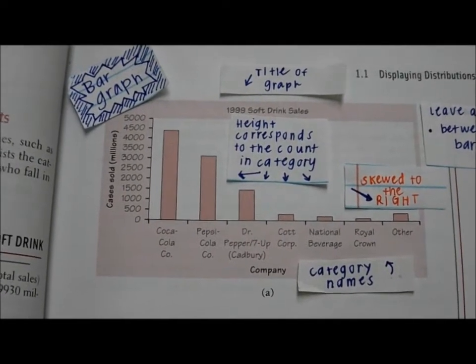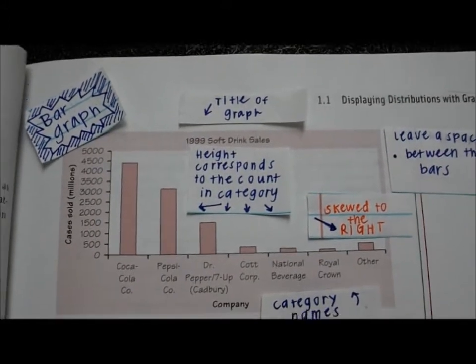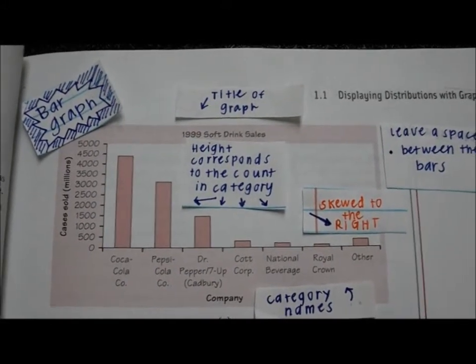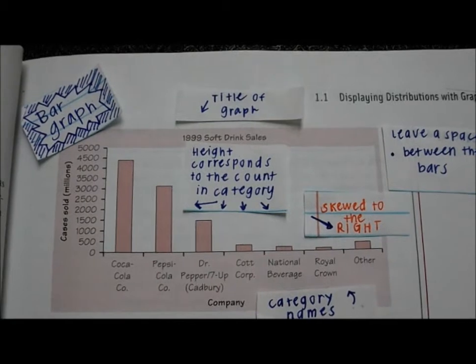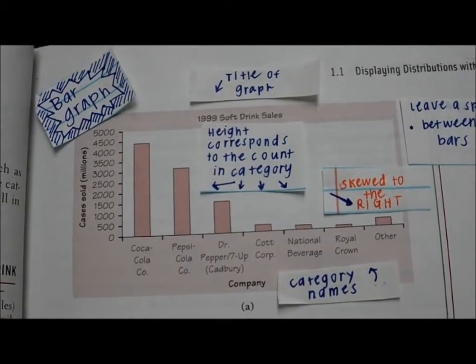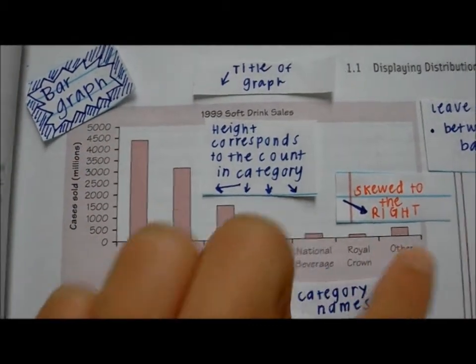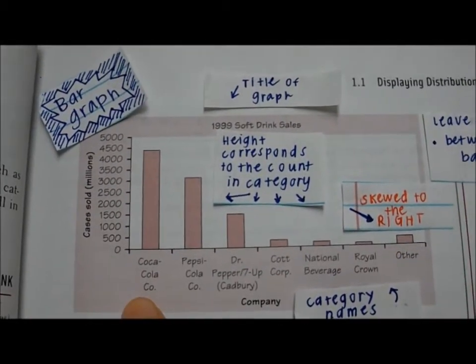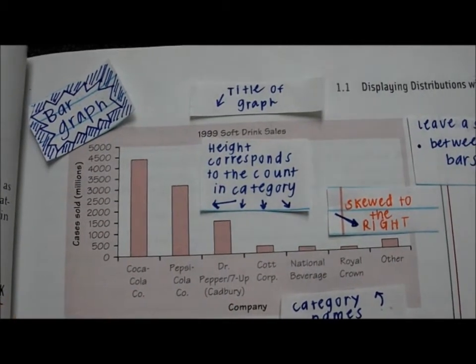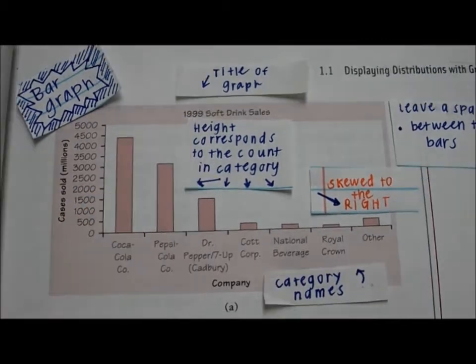The height of the bar shows a count in 7 categories. You can tell this is a bar graph by the space between the bars. To construct a bar graph, you need to label your axes and title your graph. Label the horizontal axis company, and the vertical axis cases sold. And then you title your graph.